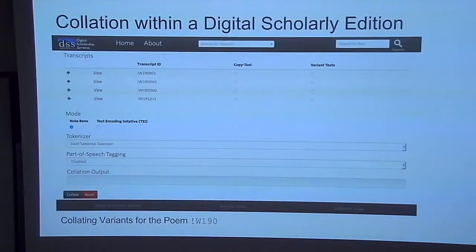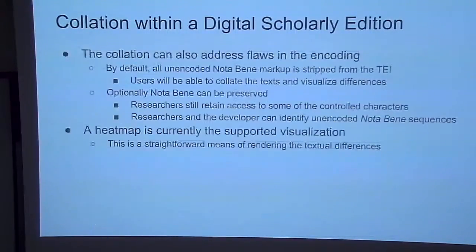So here you find the actual prototype interface that supports some of the features that I've just outlined. Again, the abstraction for the tokenizer, the part of speech tagging. And I'm going to detail a bit about the mode right now, what that means. The collation can also be used to address flaws in encoding, and this is key in quality control. By default, all unencoded Nota Bene markup has been stripped from the TEI, so anything that we haven't been able to handle during the encoding process, we just strip out.